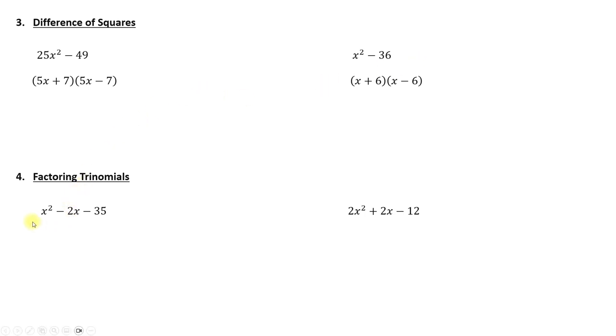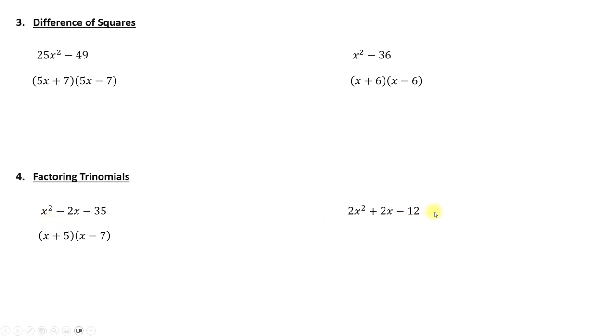Factoring trinomials. Here, we're looking for a pair of numbers that will add up to -2, but multiply together to be -35. And that pair of numbers happens to be 5 and -7. So our factored form is x plus 5, x minus 7.